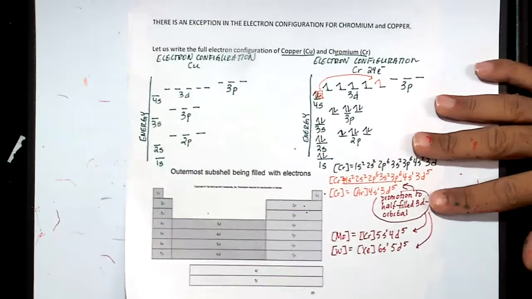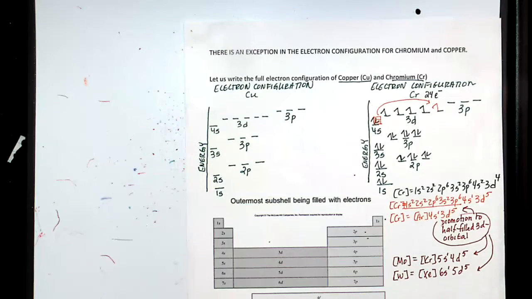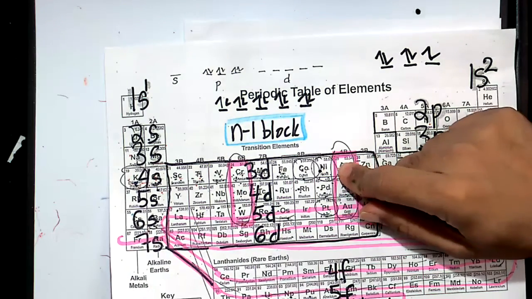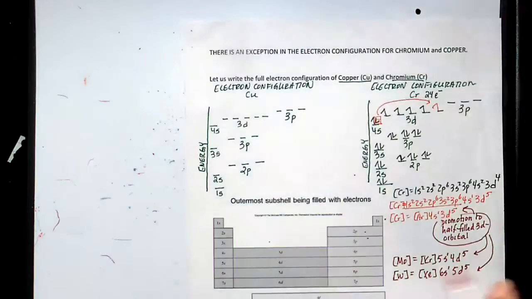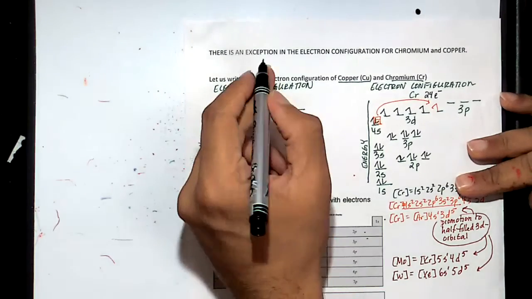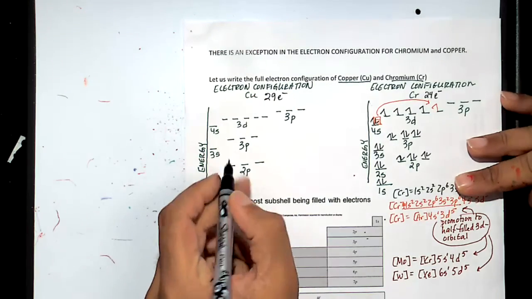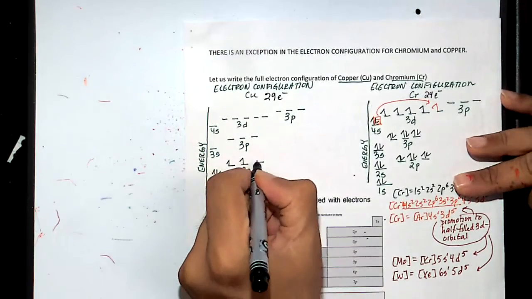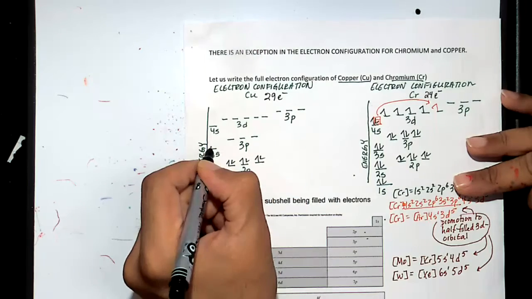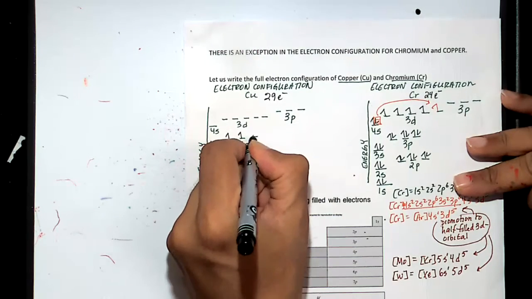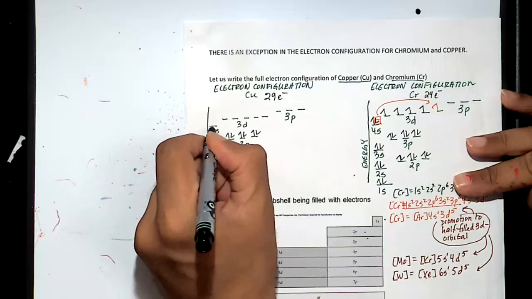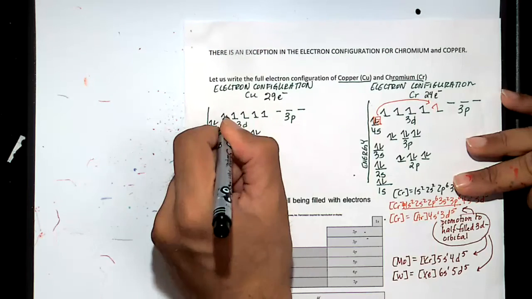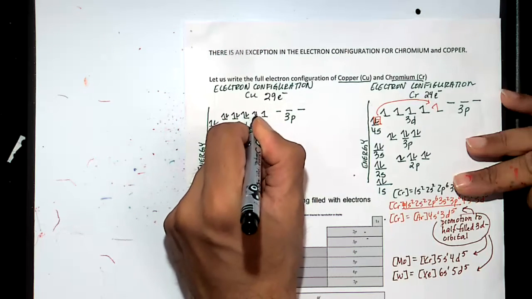All right, let's do copper then. Five more minutes. How many electrons in copper? I think, Elena, you said 29 way back when. So let's do that quickly here. Copper, 29 electrons. 1, 2, 3, 4, 5, 6, 7, 8, 9, 10, 11, 12, 13, 14, 15, 16, 17, 18, 19, 20, 21, 22, 23, 24, 25, 26, 27, 28, 29.